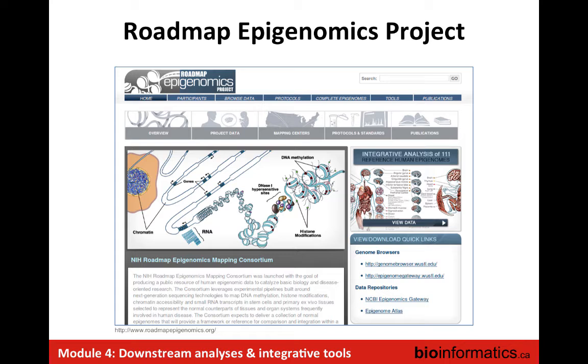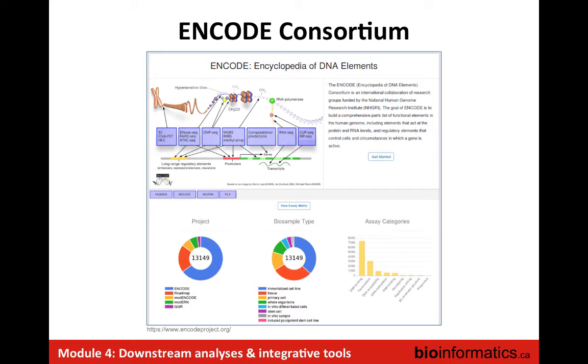One of the first large-scale projects was the Roadmap project, which has now been over for a couple of years, but it provides lots of data sets, many samples over different types of human and other species tissues, on things such as whole genome bisulfite sequencing, ChIP-seq, and other types of assays. There's the Roadmap Epigenomics Consortium website, and in your binders or in the online slides, I put under each picture the URL where you can access the sites if you're interested.